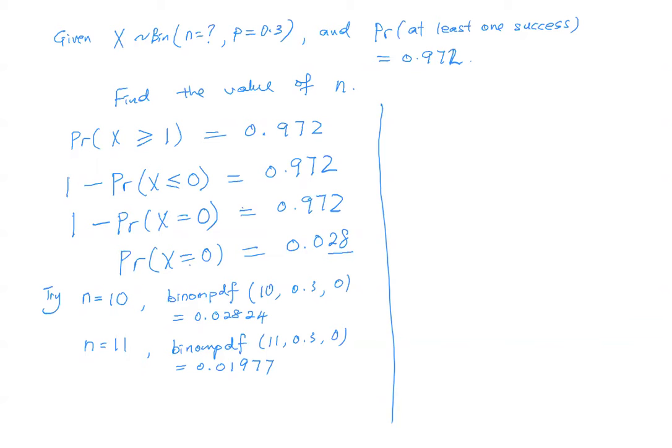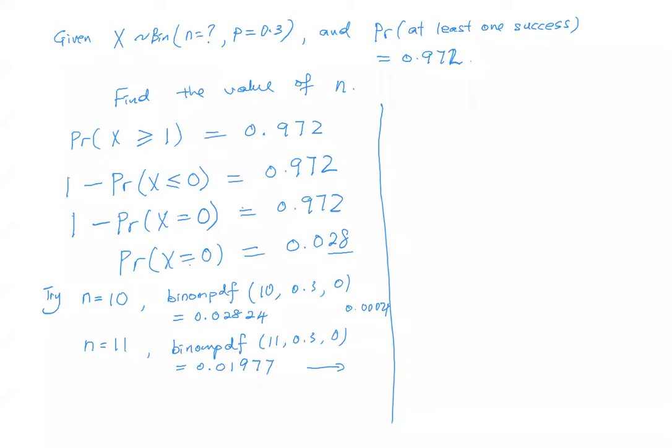0.02824. So this one, the difference is 0.00024. What is the difference of this one? 0.028 take away 0.01977. Syntax error. Oh, okay. Delete, delete, delete.